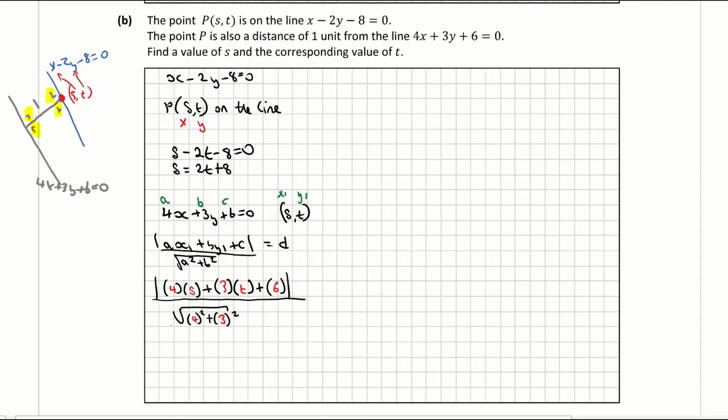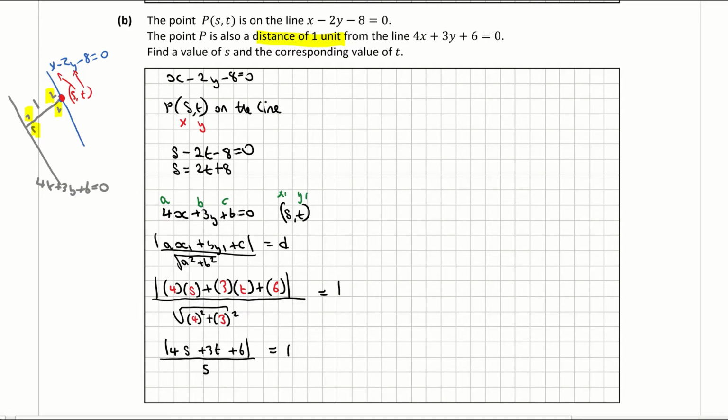And when I multiply that out, I get 4s plus 3t plus 6 in my modulus bracket, all over the square root of 25, which is 5. Now don't forget, this is equal to my distance, my shortest distance, but they tell me in the question that the distance is 1 unit. So I'm letting this equal to 1.